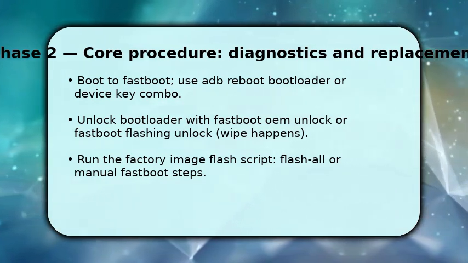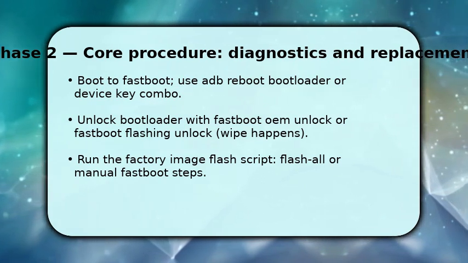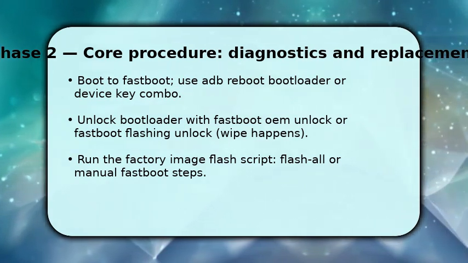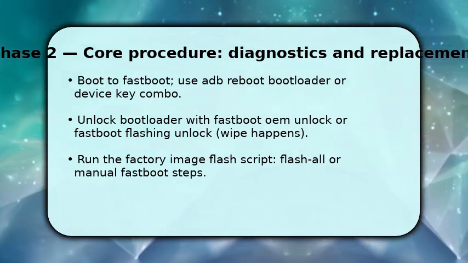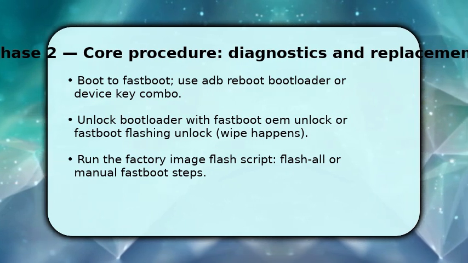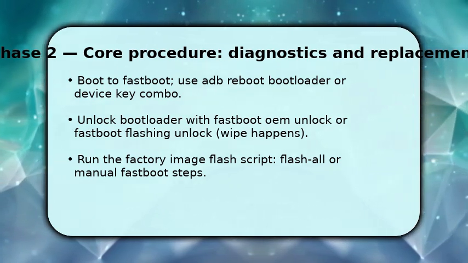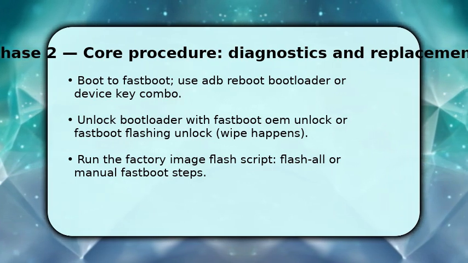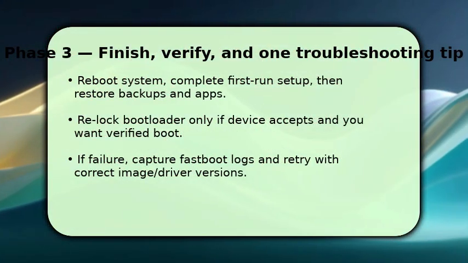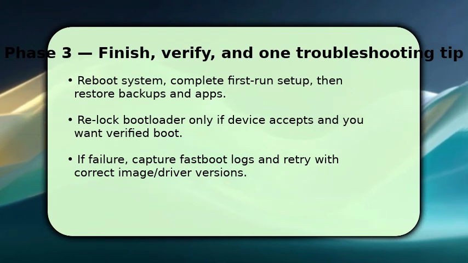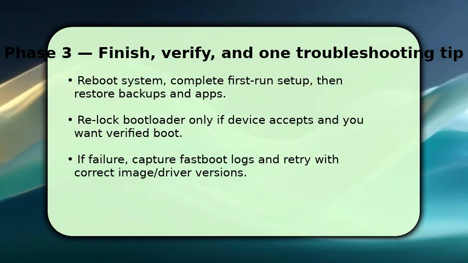After unlocking, execute the OEM-provided flashall script or run manual fastboot flash commands for bootloader, radio, system, vendor, and userdata to install Android 13 cleanly. You finish by rebooting the device and completing the initial setup. Once Android 13 boots, restore your backed up data and reinstall apps.